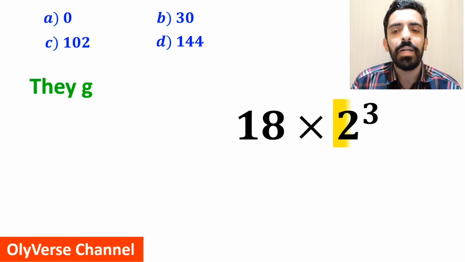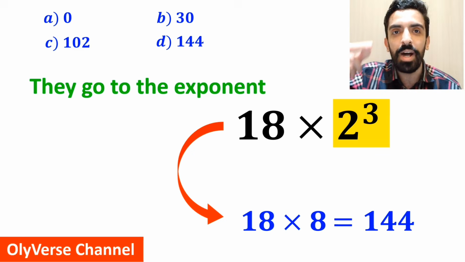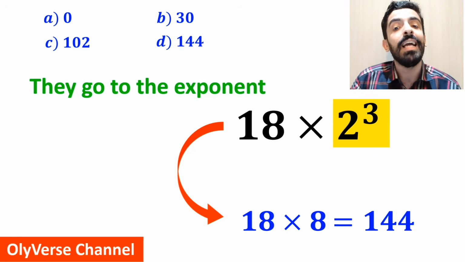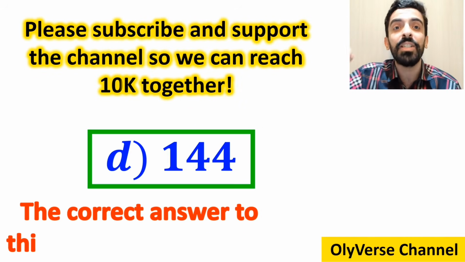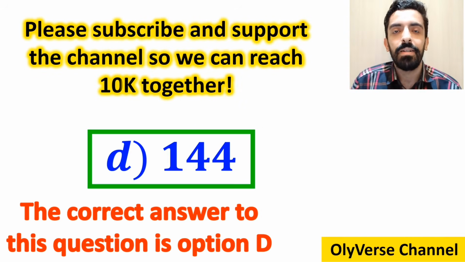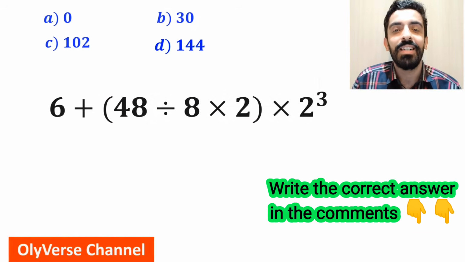And in the final step, they go to the exponent and replace this expression with 18 multiplied by 8, which finally gives them the answer 144. And immediately, they conclude that the correct answer to this question is option D. However, this answer is absolutely wrong.